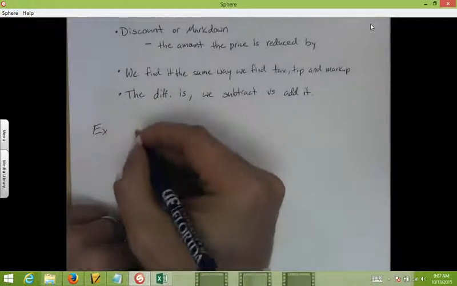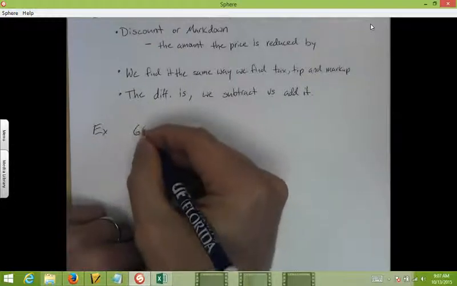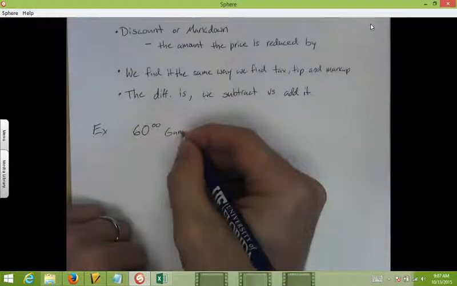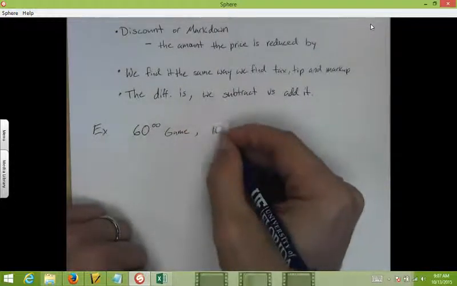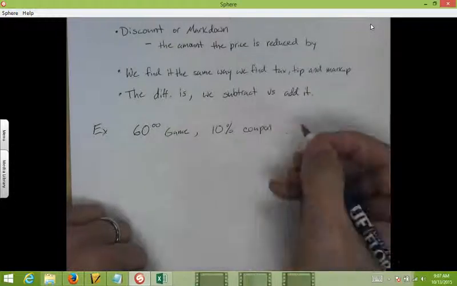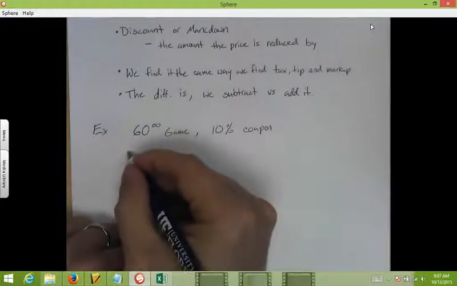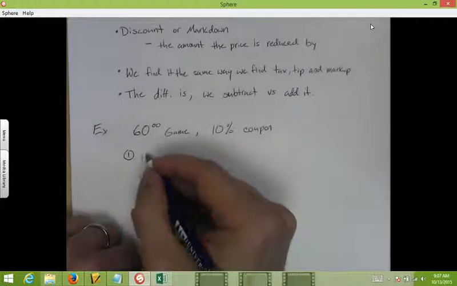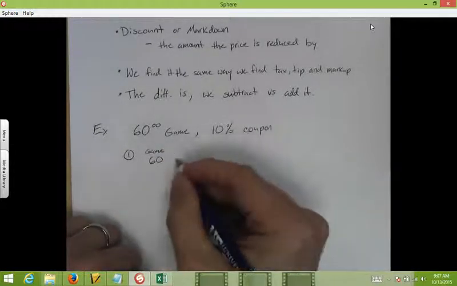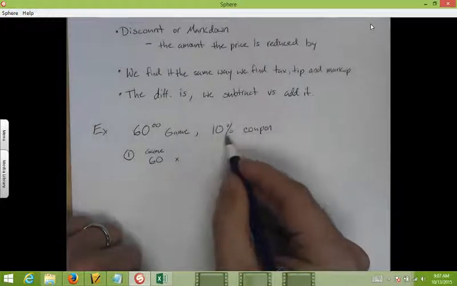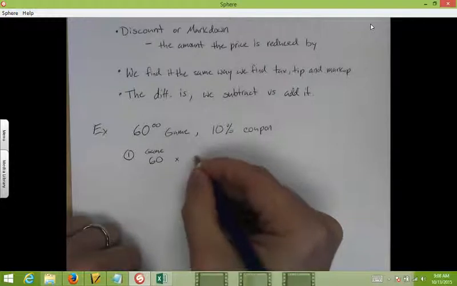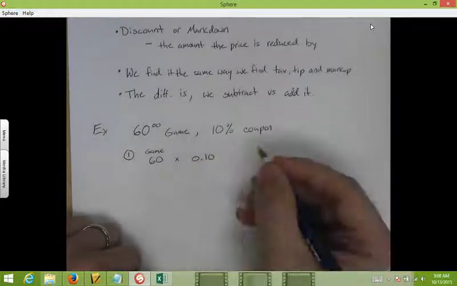Suppose you want to purchase a game. Let's say this game's $60. And let's say you have a 10% coupon. So, step one, you've got the cost of the game, and you're going to multiply it by this coupon percent, written as a decimal. So we have 0.10.